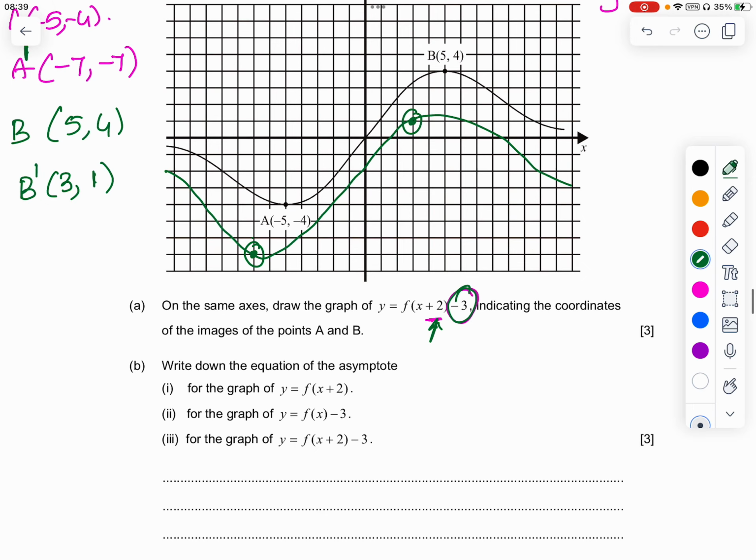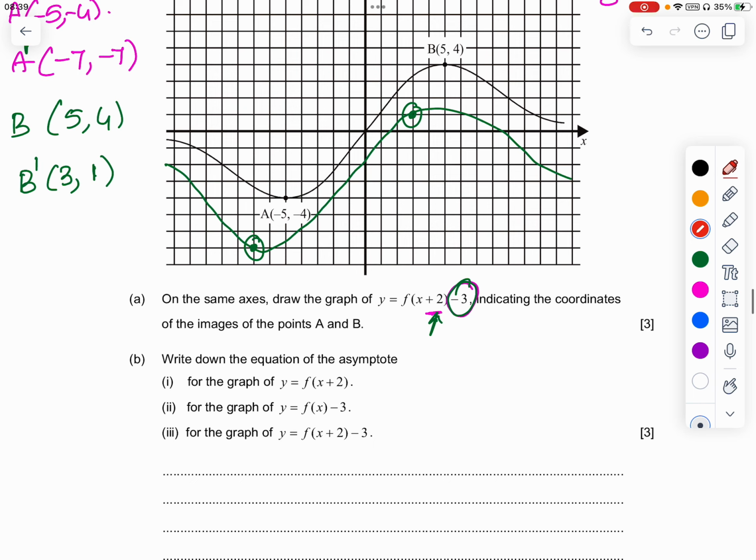Write down the equations of the asymptotes. The horizontal asymptote was y equals 0. The horizontal asymptote does not change for horizontal translation, so it is y equals 0. Now I'm moving it down 3 units, so the horizontal asymptote also moves down 3 units. Horizontal translation has no effect, so only the vertical translation matters. So y equals minus 3. Vertical translation only changes the horizontal asymptote.